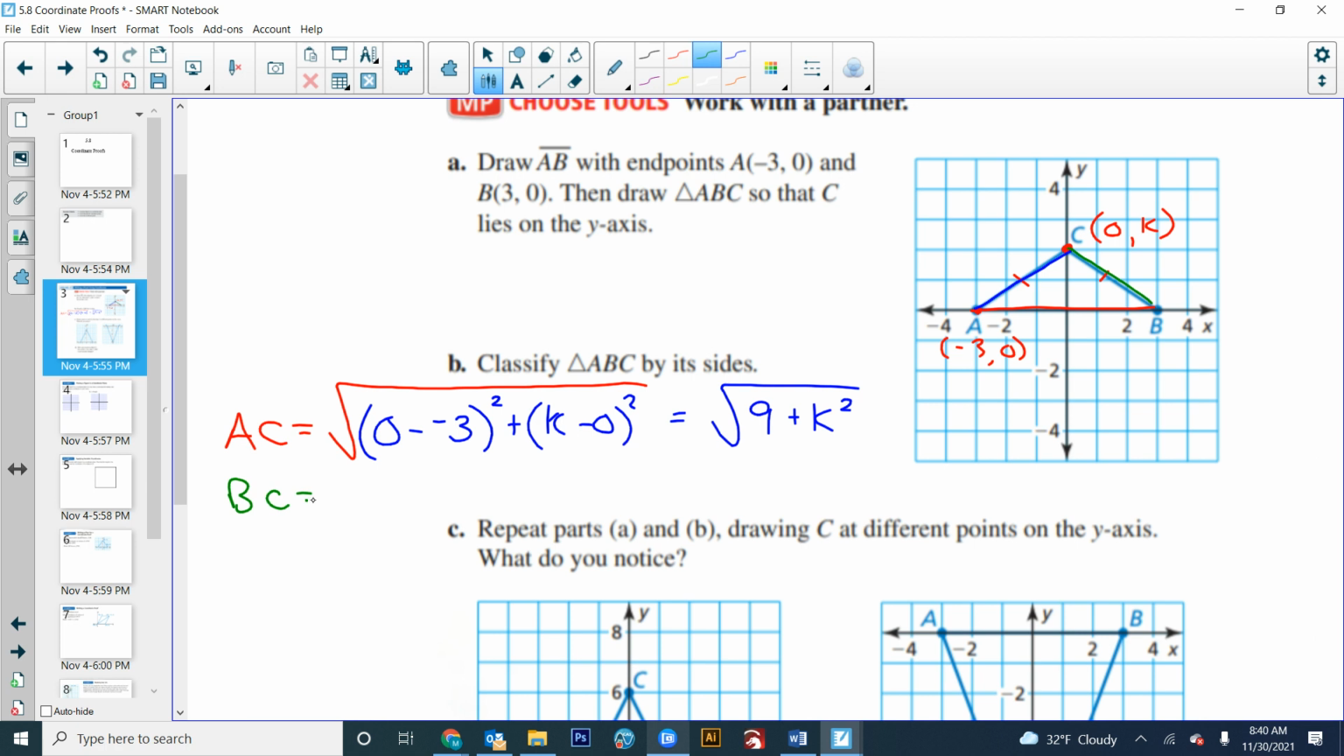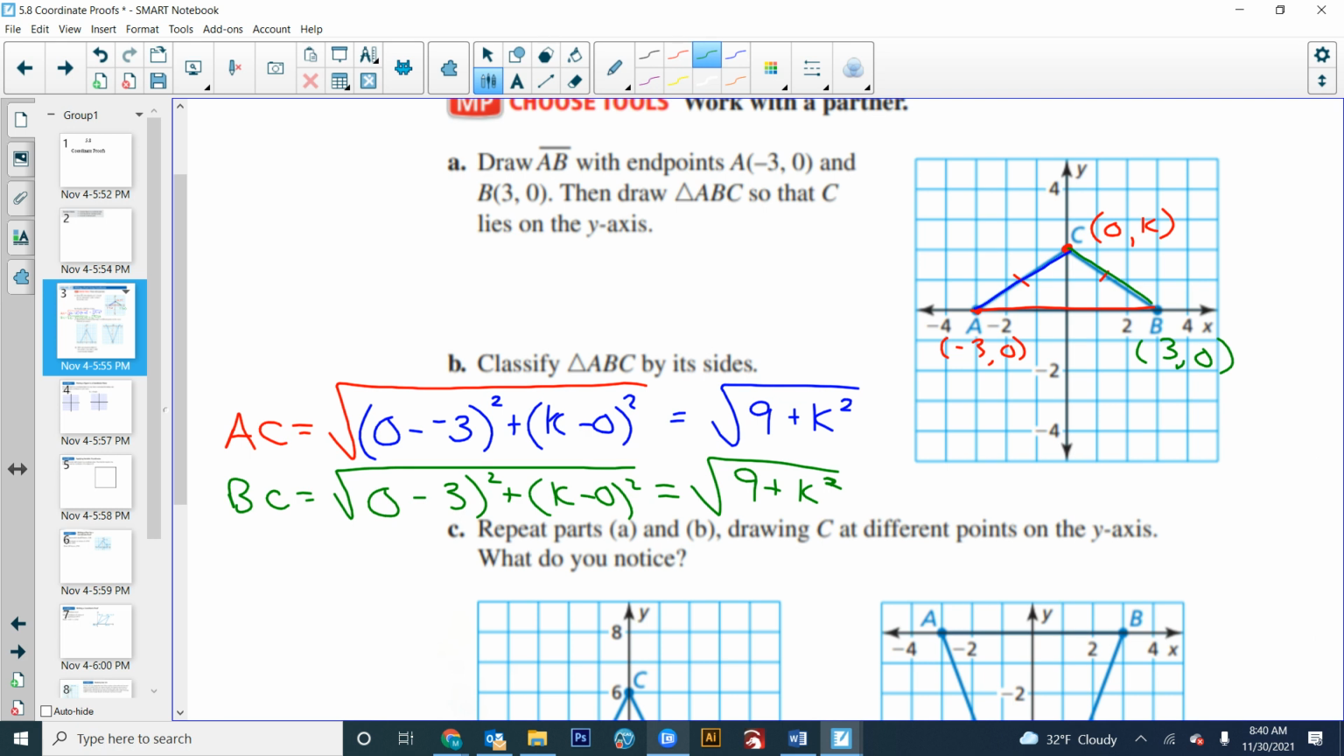All right, let's call it BC. Ready? 0 minus, well, this point is (3, 0). 0 minus 3 squared plus K minus 0 squared. What's negative 3 squared? 9 plus K squared. Same? Yeah. Yes, isosceles.